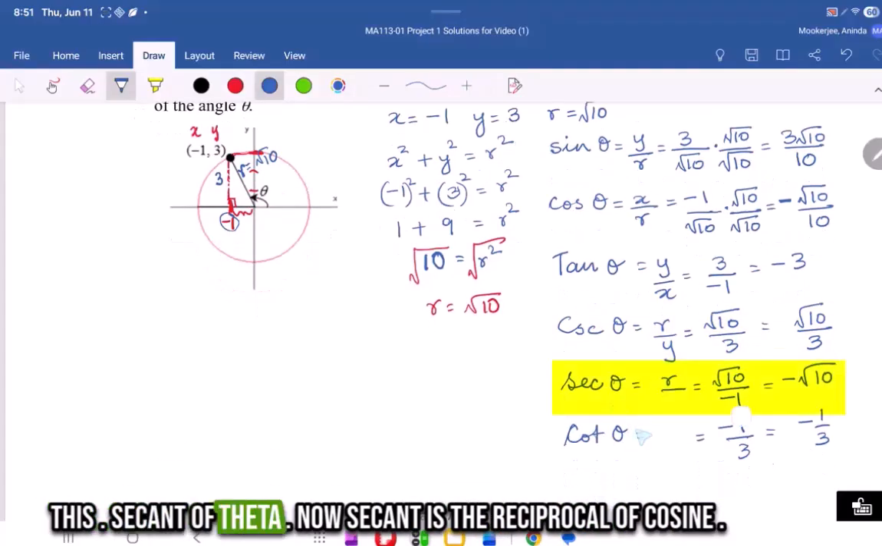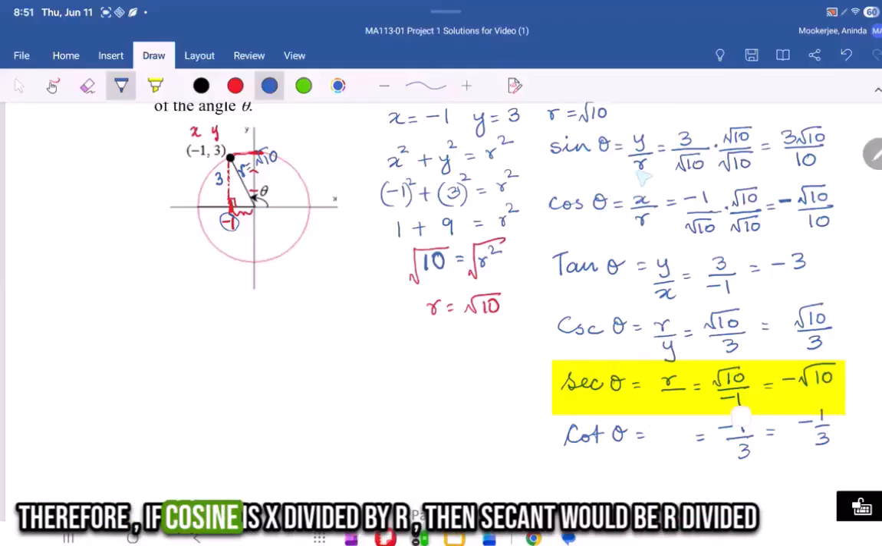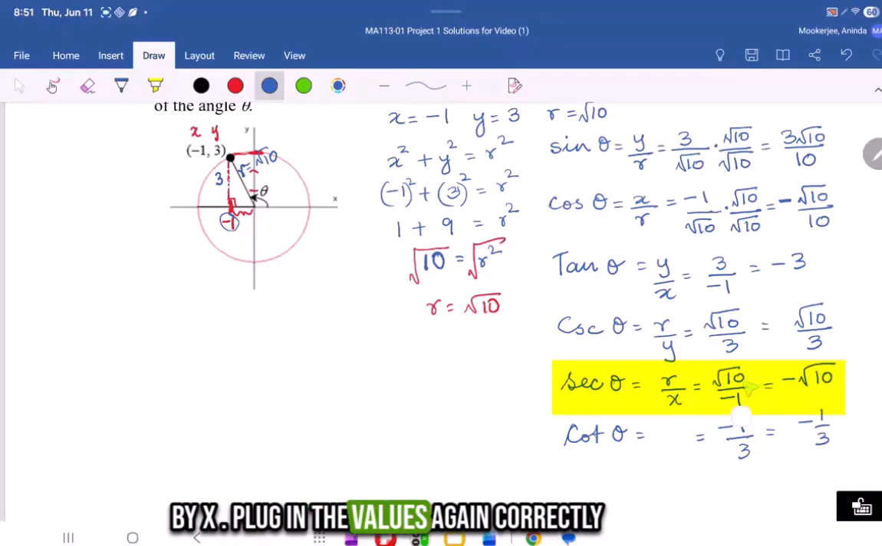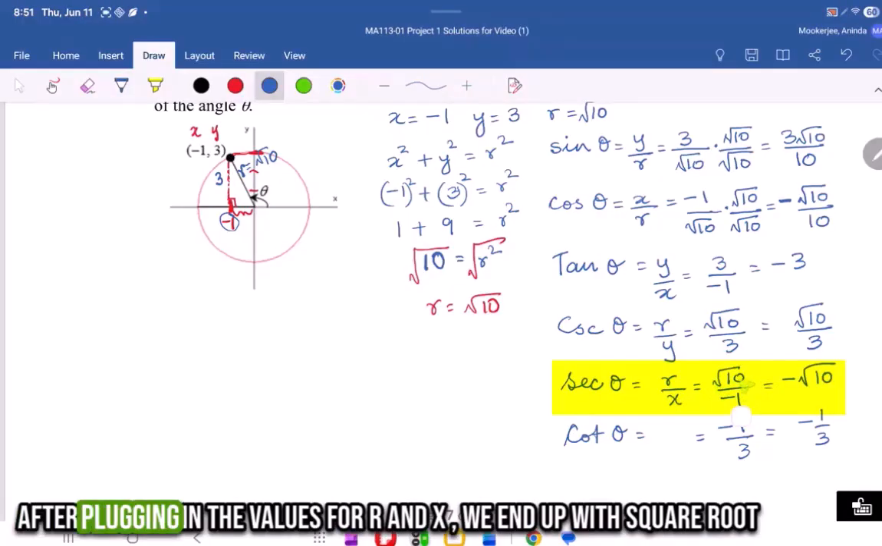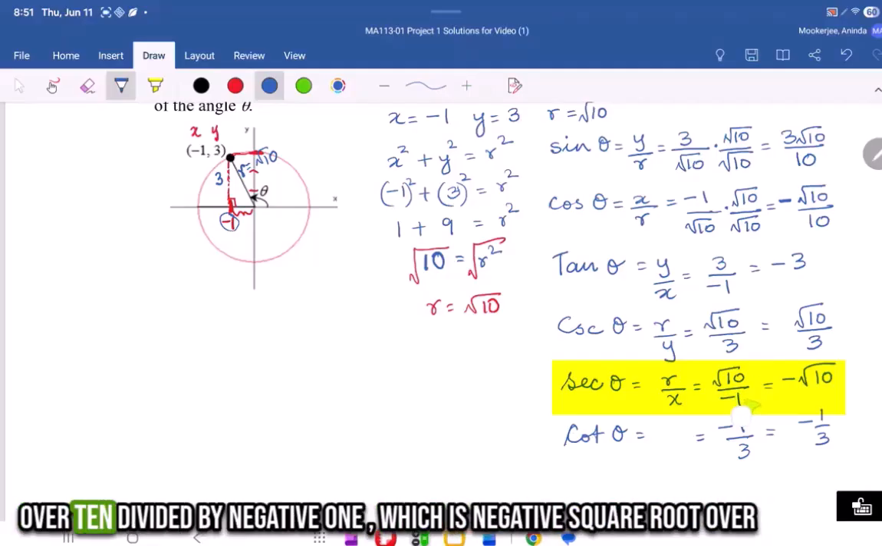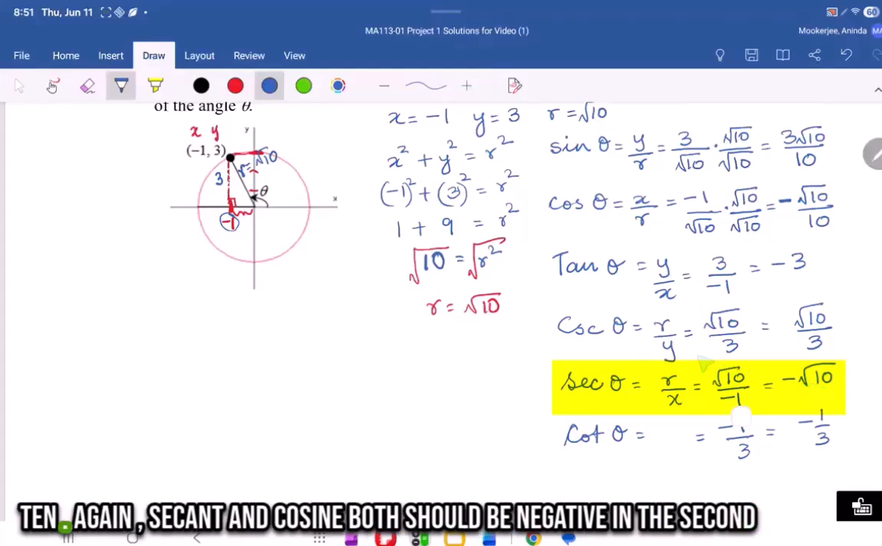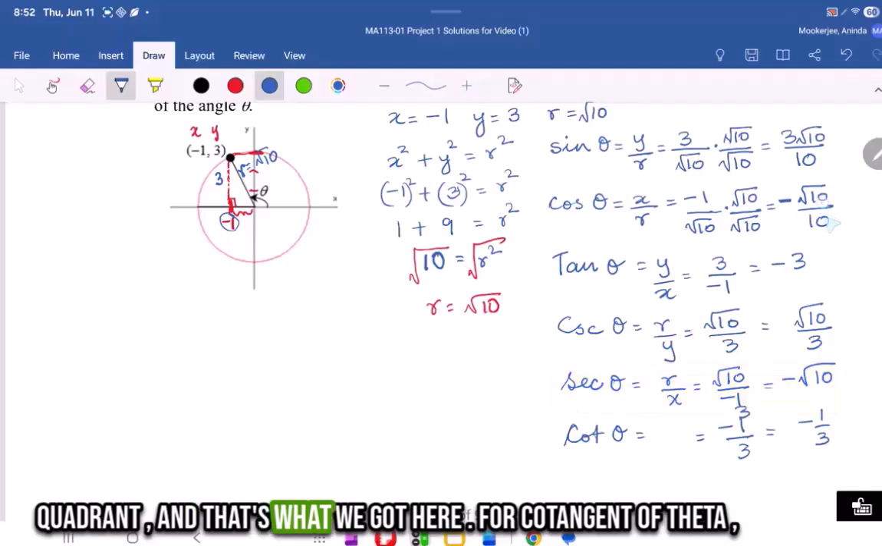Secant of theta. Now, secant is the reciprocal of cosine. Therefore, if cosine is x divided by r, then secant would be r divided by x. Plug in the values again correctly. After plugging in the values for r and x, we end up with square root over 10 divided by -1, which is negative square root over 10. Again, secant and cosine both should be negative in the second quadrant, and that's what we got here.